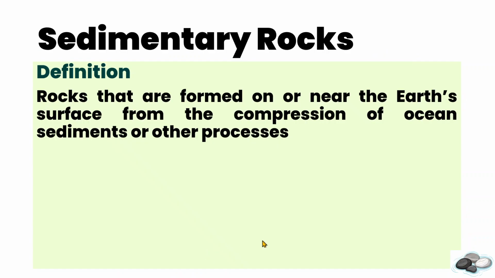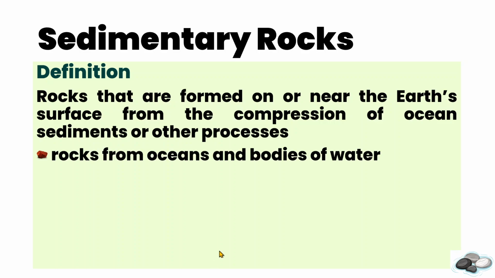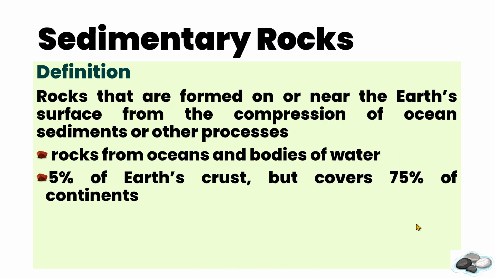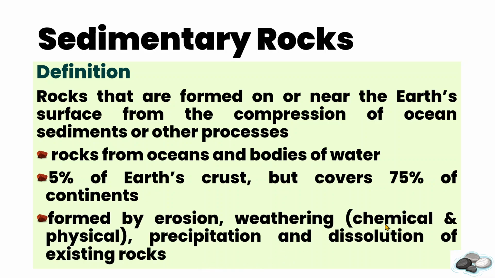Let's go to the second kind of rock, sedimentary rocks. Sedimentary rocks are formed on or near the Earth's surface from the compression of ocean sediments or other processes. That's why, most of the time, these are rocks that are formed in the oceans and bodies of water. 5% of Earth's crust is sedimentary rocks, but it covers 74% of the continents. They are formed by erosion, weathering, either chemical or physical, precipitation, and dissolution of existing rocks.